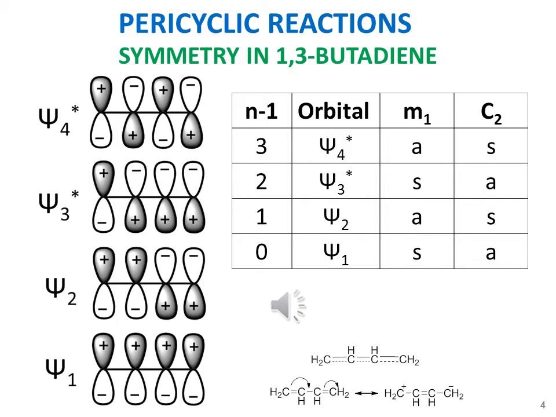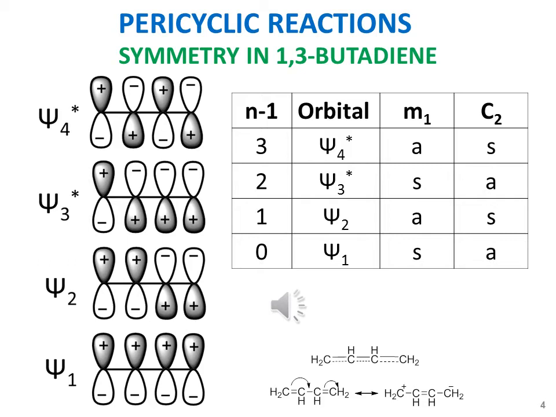You may see that if you ignore atomic orbitals number 2 and 3 in psi 3 star, that is, the middle two atomic orbitals, then the positively assigned lobe of the first orbital is in front of the negatively assigned lobes of atomic orbital number 4. So it has two lobes.